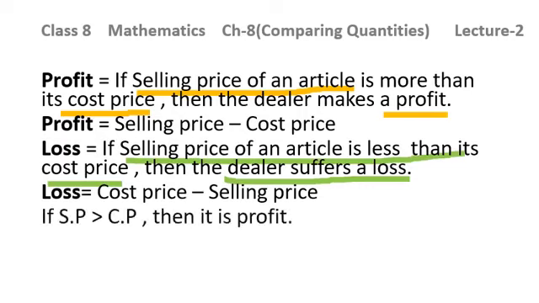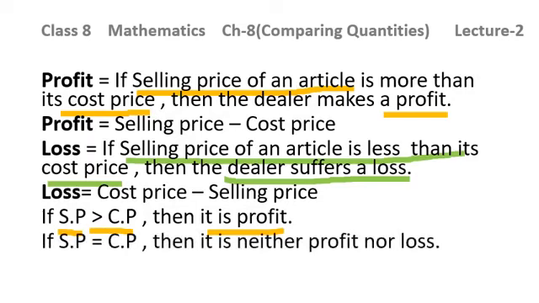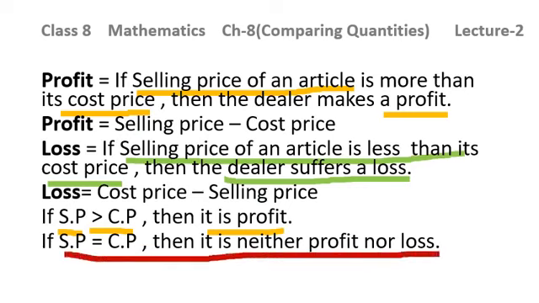Now in short, I have written here: if SP, that is selling price, is greater than CP, that is cost price, then it is profit. If SP is equal to CP, then it is neither profit nor loss. That is, if you purchase an article for rupees 100 and sell the same article for rupees 100, then it is neither profit nor loss.